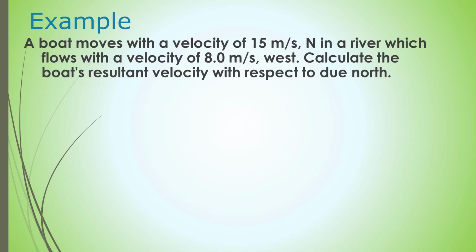Another example: a boat moves with a velocity of 15 meters per second north in a river which flows with a velocity of 8 meters per second west. Calculate the boat's resultant velocity with respect to due north.